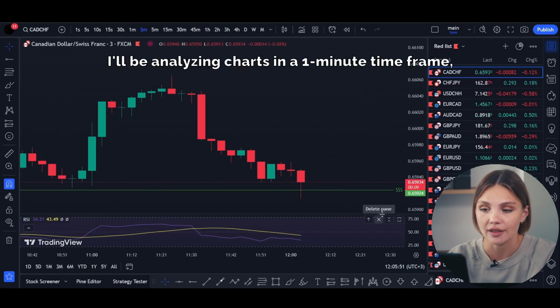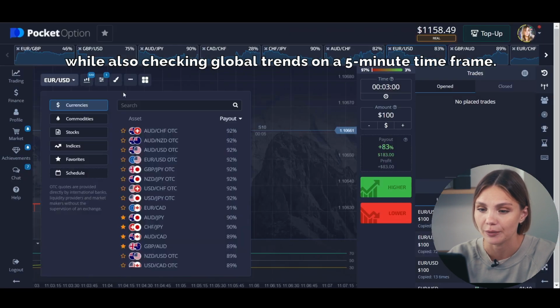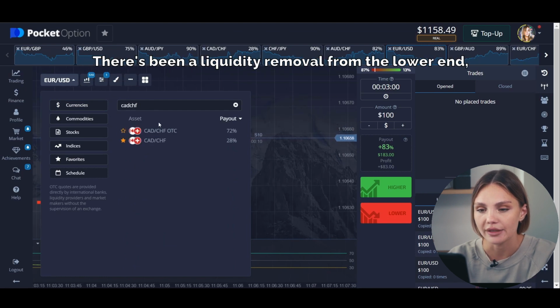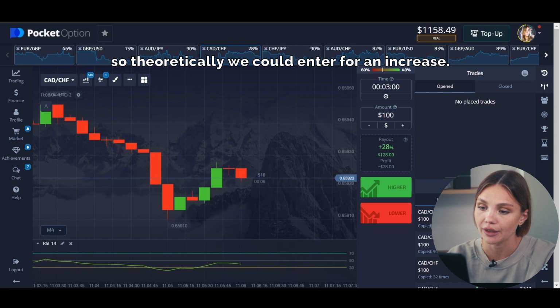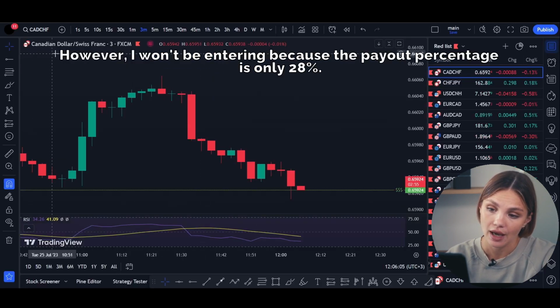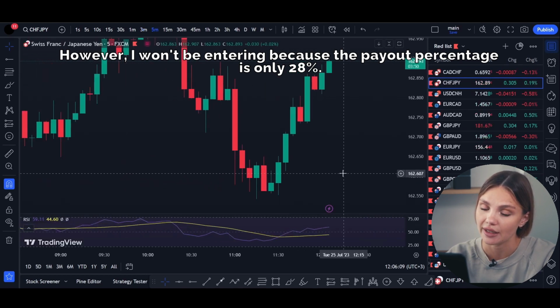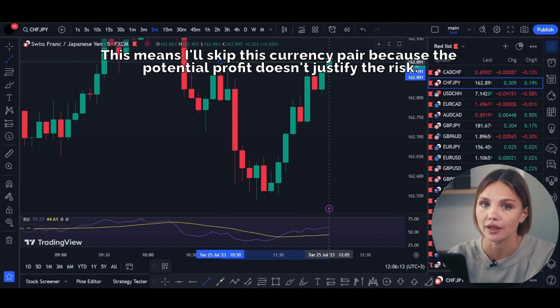I'll be analyzing charts in a 1-minute time frame while also checking global trends on a 5-minute time frame. So the first currency pair, Canadian dollar to Swiss franc. There's been a liquidity removal from the lower end, so theoretically we could enter for an increase. However, I won't be entering because the payout percentage is only 28%. This means I'll skip this currency pair because the potential profit doesn't justify the risk.